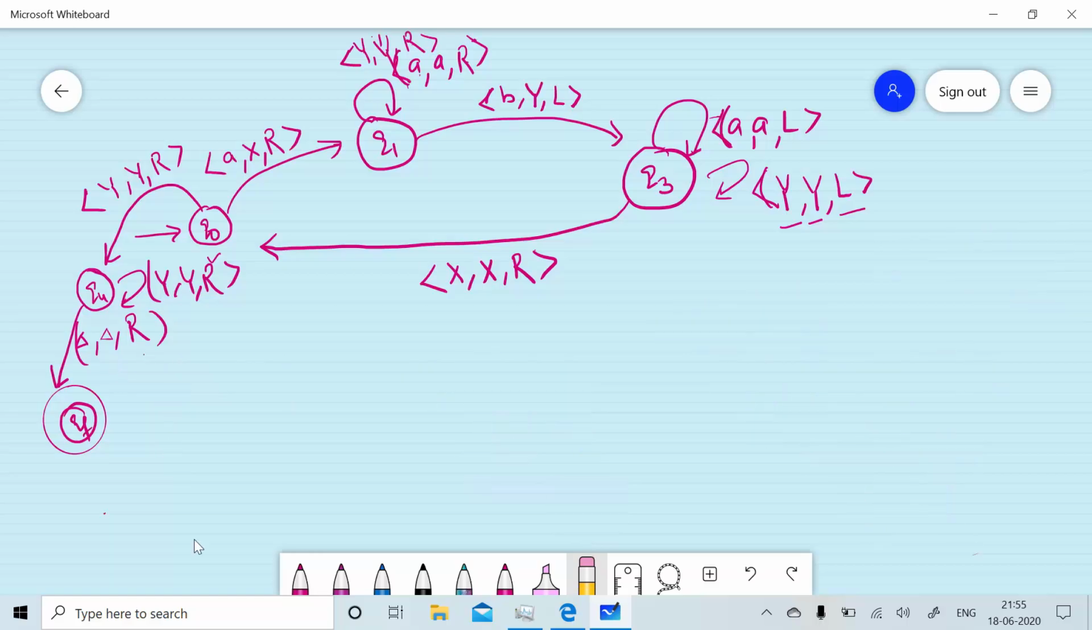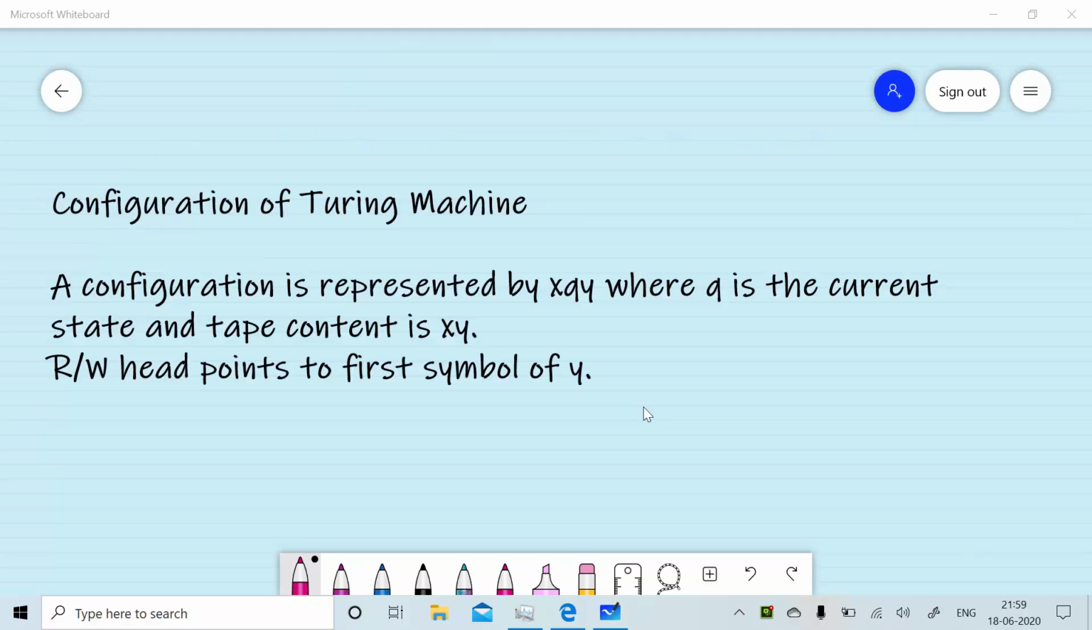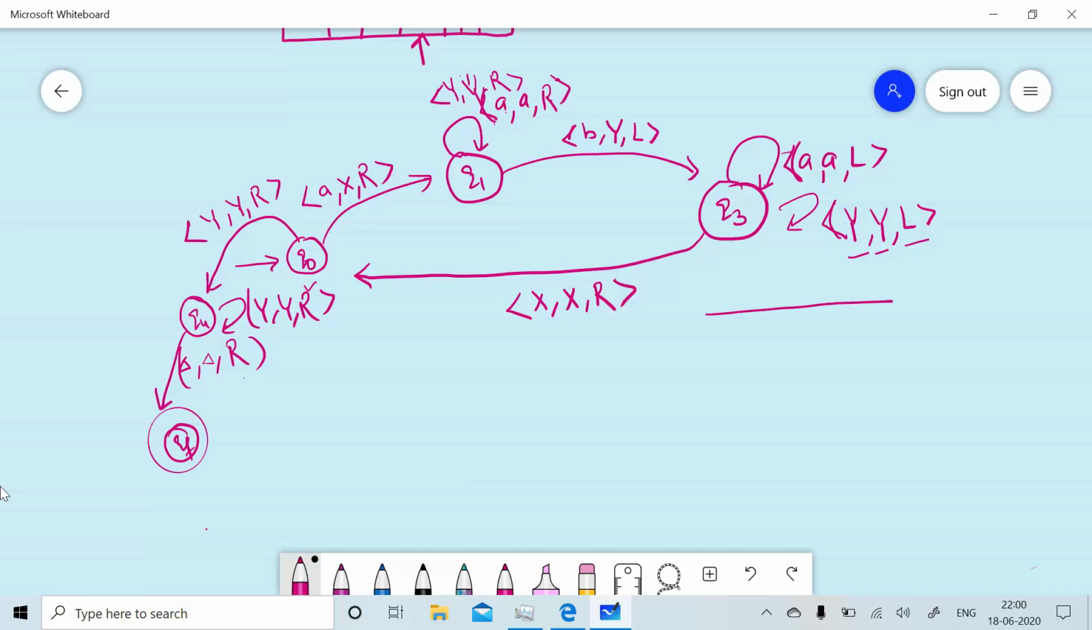Now we will discuss the configuration of a Turing machine. A configuration of a Turing machine is represented by XQY, where Q is the current state and the tape content is XY. The read write head will point to the first symbol of Y. Given the input string A, B, the read write head is pointing to the first A, and we are in Q0 state.